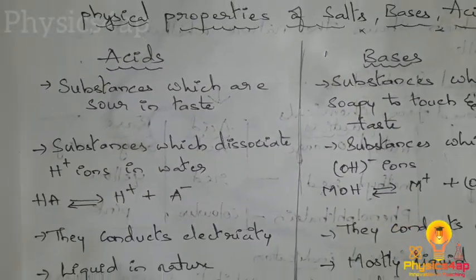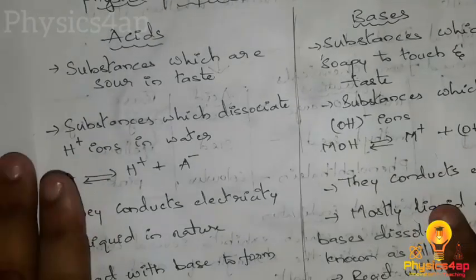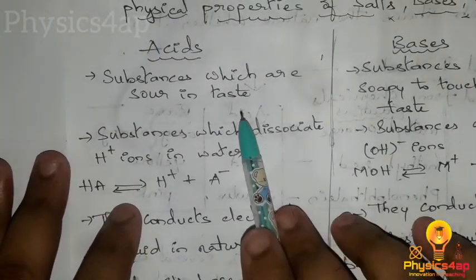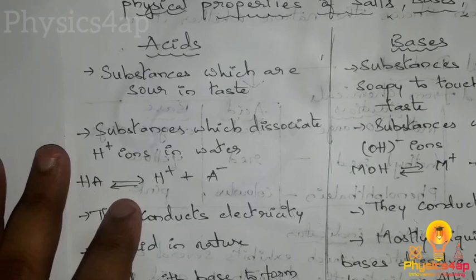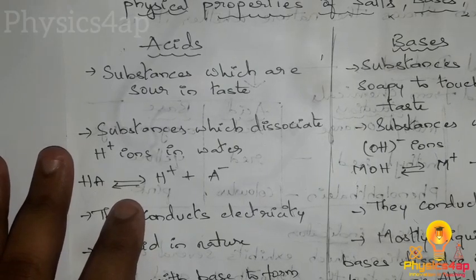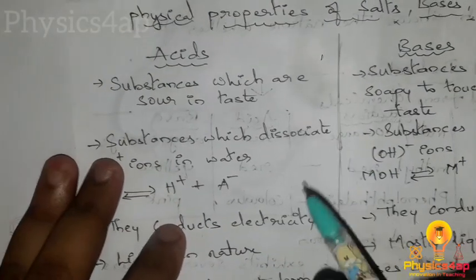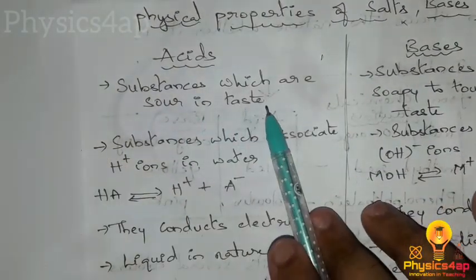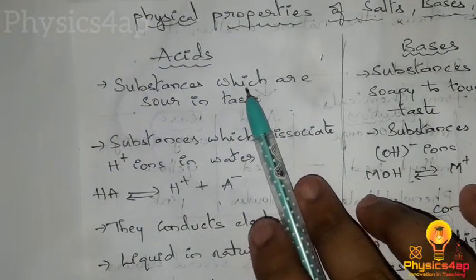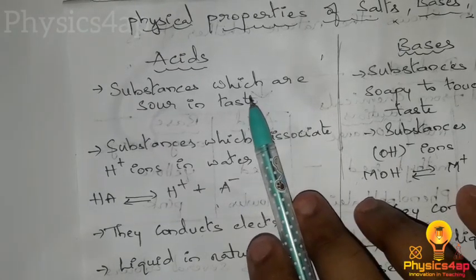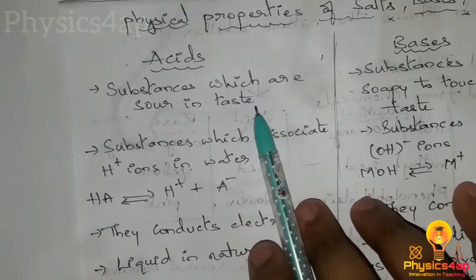Acids are substances which are sour in taste. Like the grapes which you eat, the tamarind. How do they taste? They taste sour. All those substances are what we call acids. So the substances which are sour in taste are called acids.